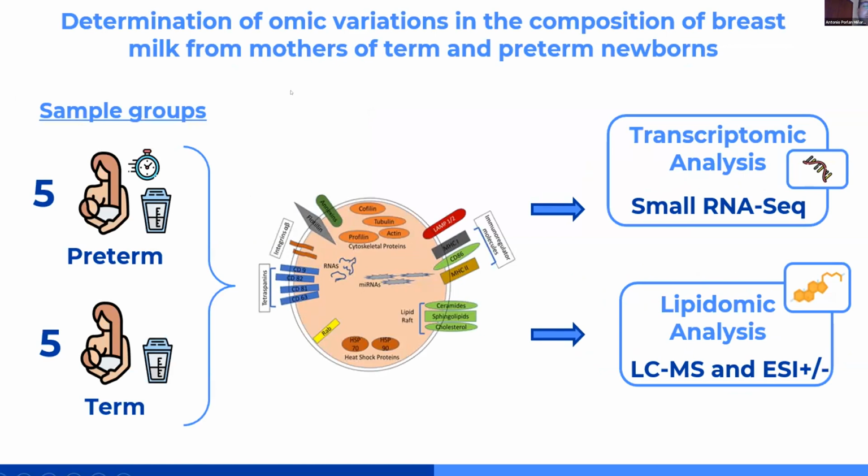Breast milk was extracted and the exosomes of this breast milk were analyzed so as to obtain microRNAs and lipids. Two different analyses were carried out, a transcriptomic analysis and a lipidomic analysis, so as to obtain the differences between these two groups.